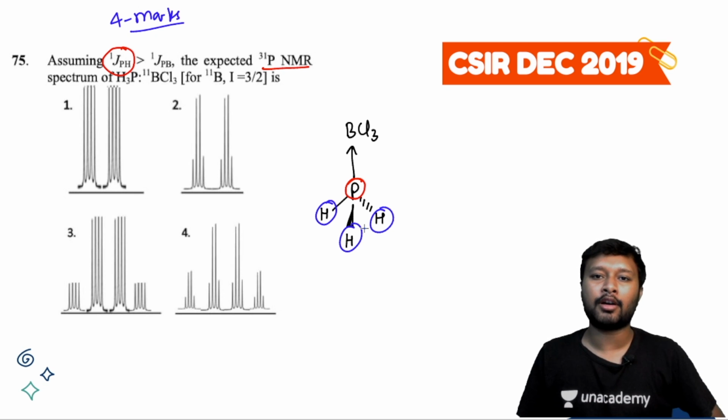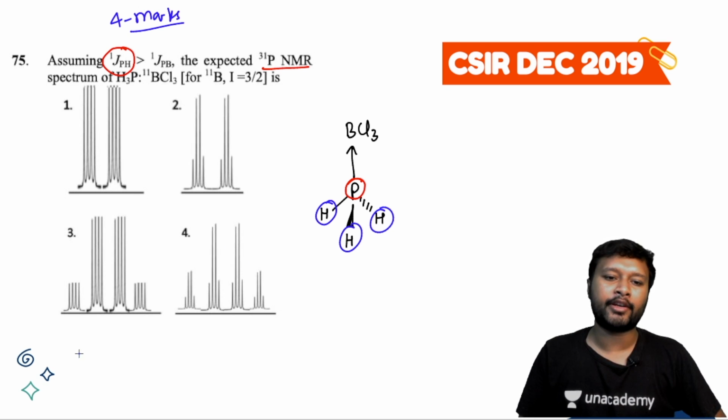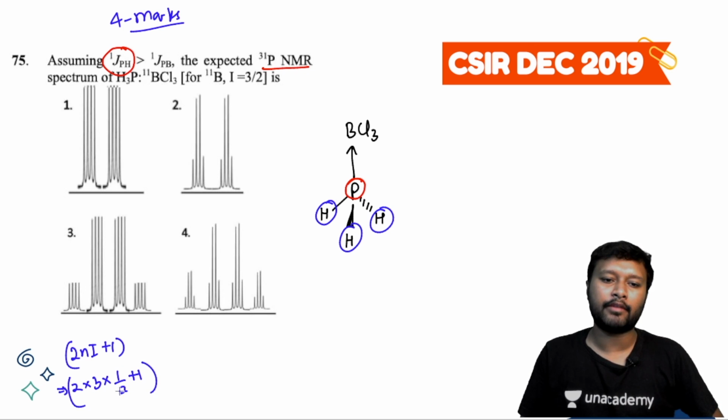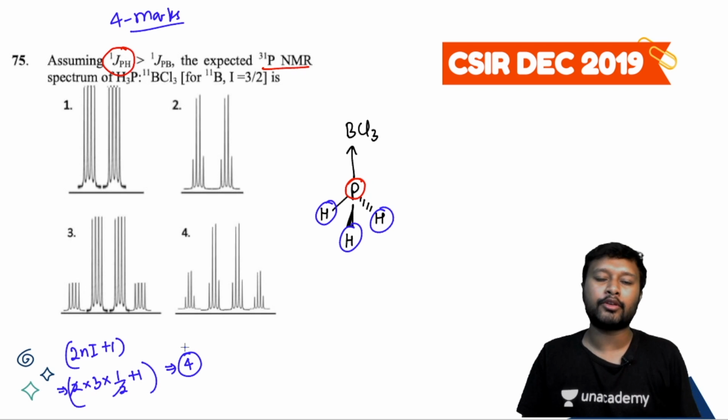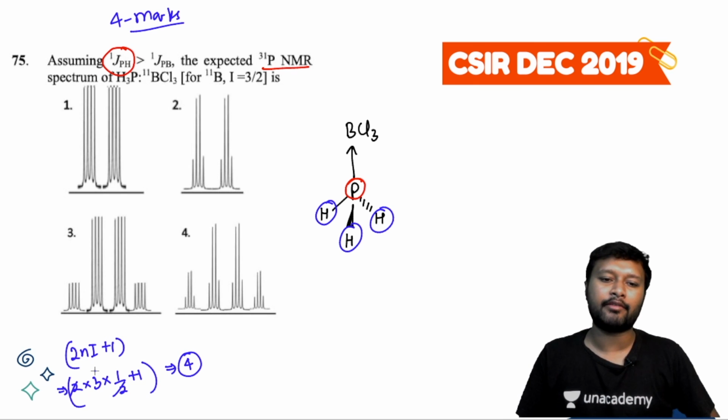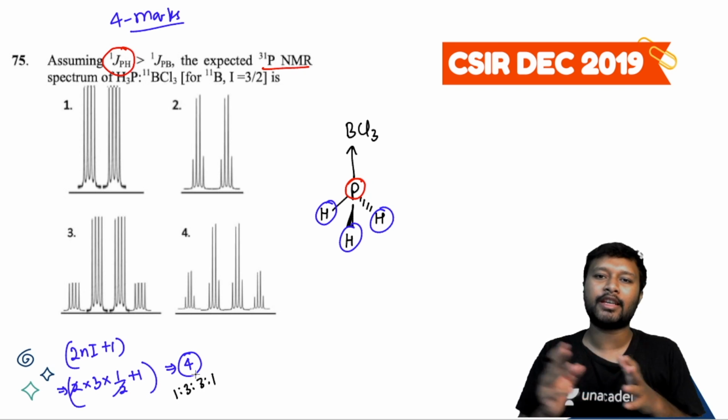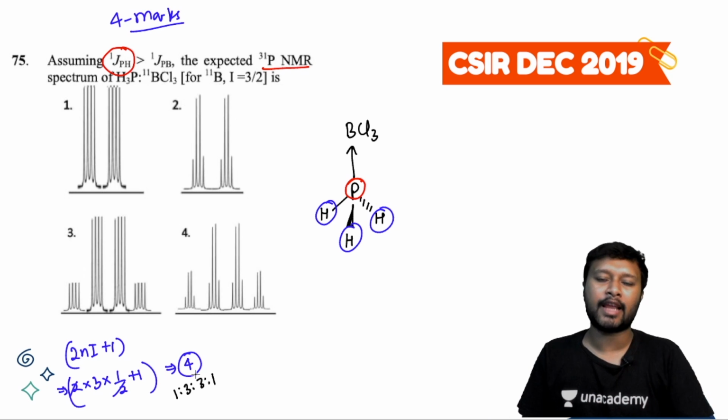And in how many lines are they going to split this? Just write down this formula: 2nI plus 1. Since we have 3 hydrogens, 2 into 3 into the I value of hydrogen, which is half, plus 1. If you calculate this, you get 3 plus 1, that is 4 lines. Since the I value is half, the ratio of these lines follows the Pascal rule, so the ratio will be 1:3:3:1. These are the ratios of the peaks, and this is the first splitting which will happen.